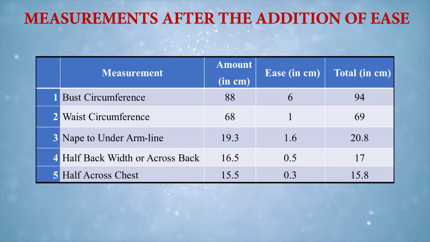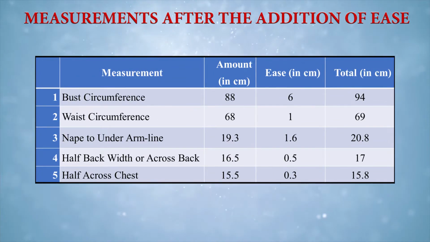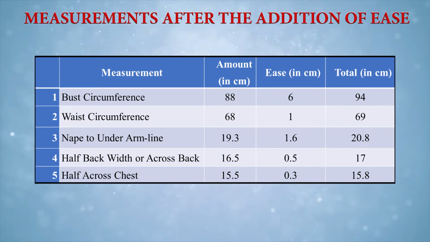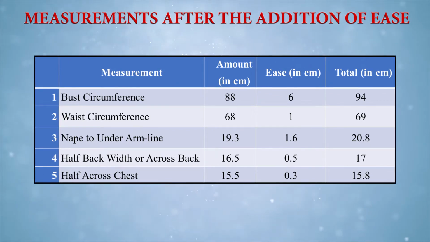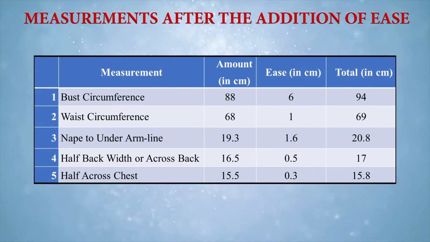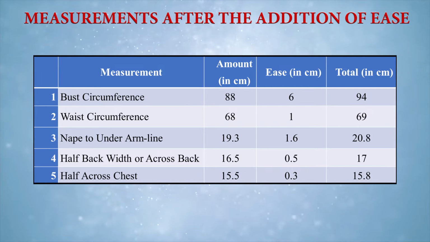Then there are measurements after addition of ease. So when we have developed a pattern and we want to add ease to that, we take a measurement, and then we add the ease to that particular measurement to get the final amount, or the total centimeters, with which we will create the design. The amount of ease is mentioned, and you can find this table in the study material. You can see for which part or which landmark how much ease is allowed to add on the actual measurement.